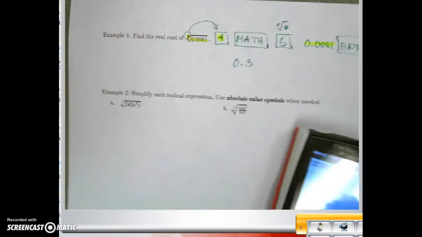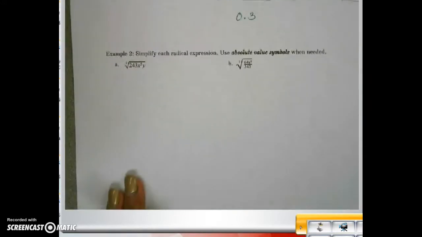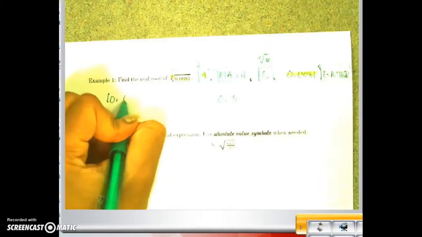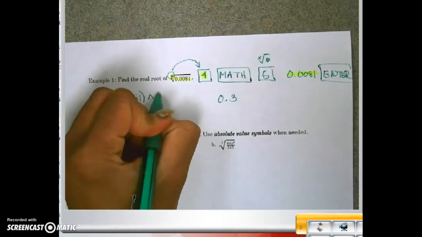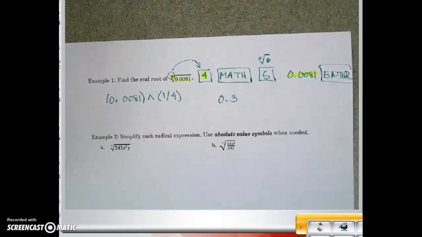All right. I wanted to show you just calculator steps in case for those of you that didn't know it yet. You can also, if you didn't want to go through all that, use 0.0081, and then you can use a caret button, and then you can put it to the 1/4 power as well. Either way, you'll get the same answer.